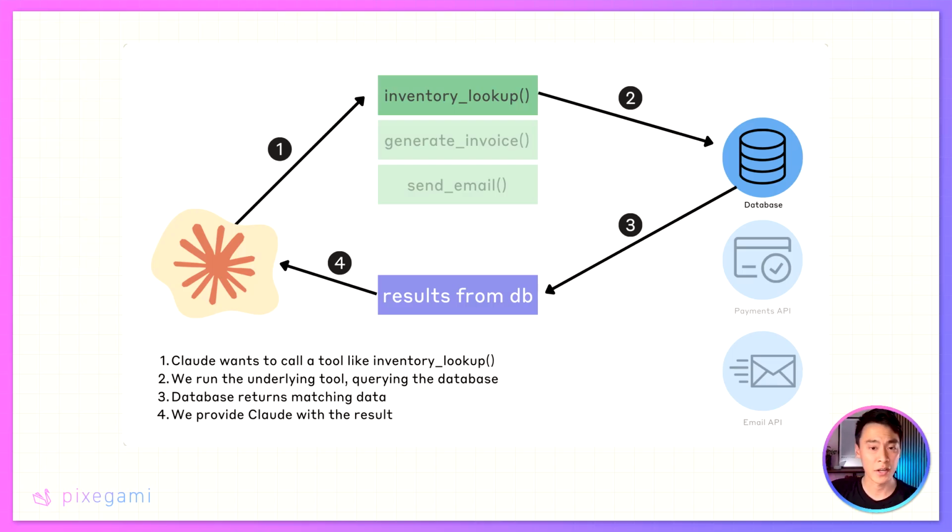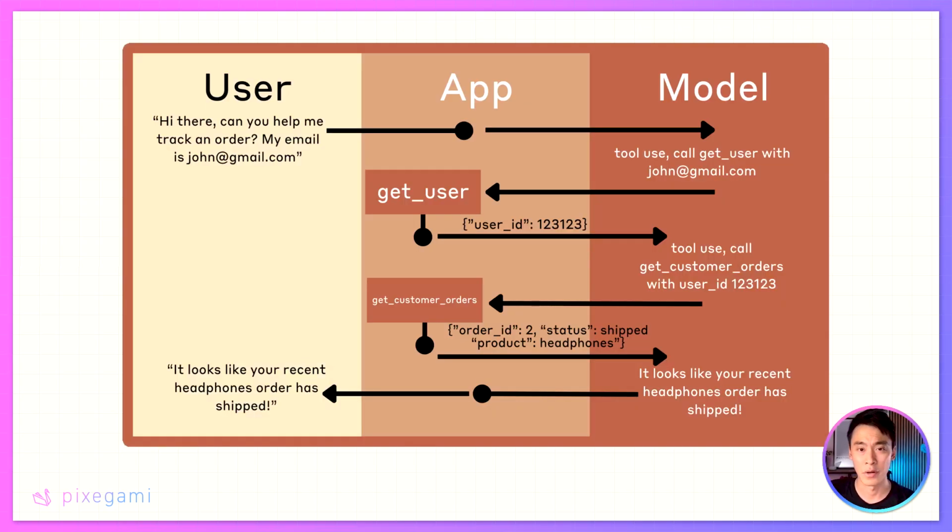Then, when we interact with Claude, it can decide if and how it would like to use any of those tools available. So in this diagram, Claude has decided to use the inventory lookup tool, which just fetches some information from a database. We can then feed the result from that lookup back into our ongoing conversation with Claude. Here's another diagram that explains that flow in a little more detail.